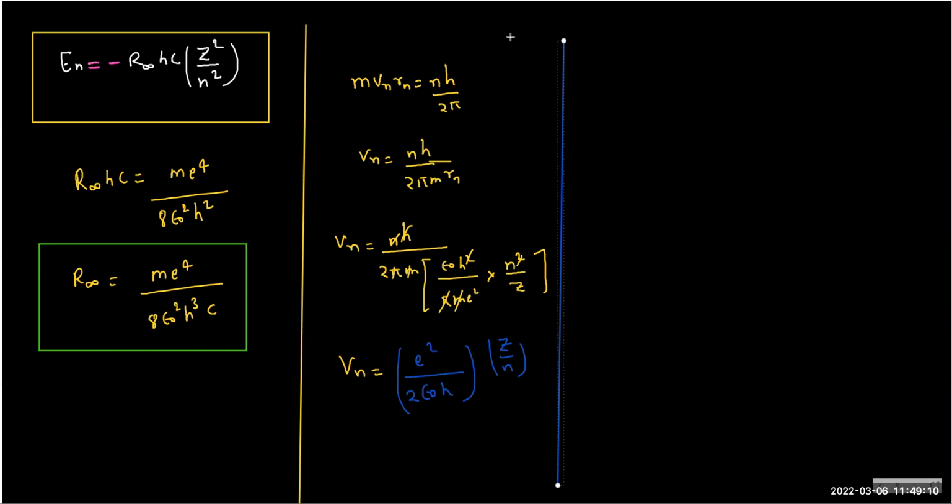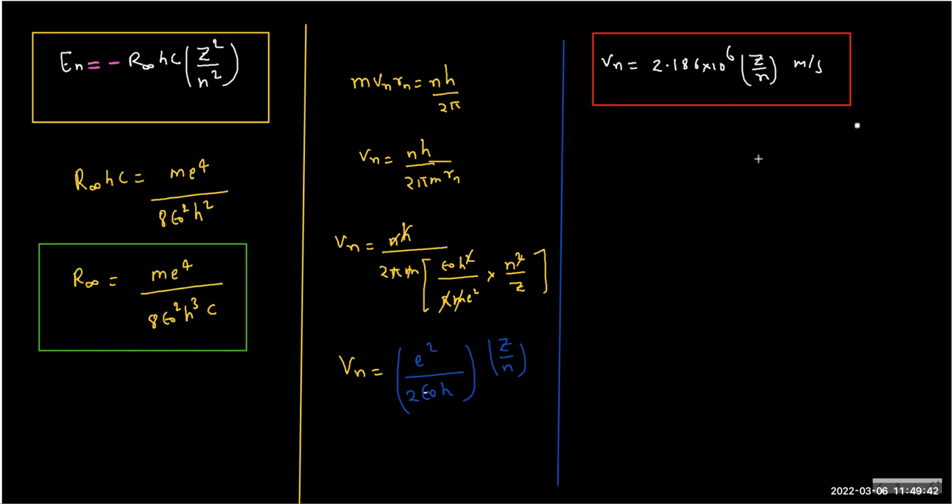And what is this value? e square over 2 epsilon naught h. Any idea? It is 2.186 times 10 to the power 6 meter per second. So the electrons are moving really fast, 10 to the power 6.